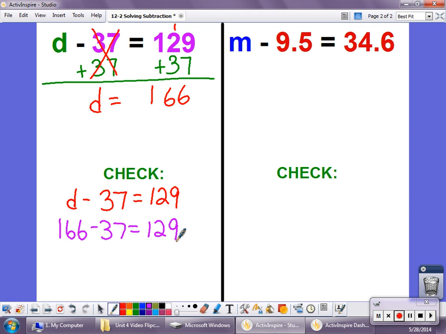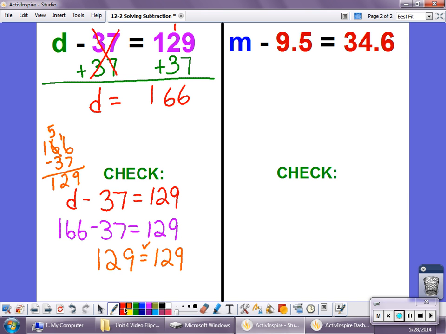And if we want to double check this, you know, I can't do this part in my head. That's okay. I come over here, and I'm going to subtract it. I have to do a little regrouping. And when I do that, I see that I do get 129, which is what I wanted. So we do say that this problem checks.